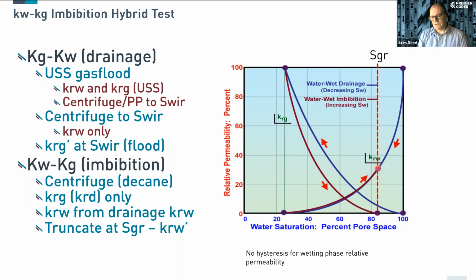And from there, I can also determine what my KRW is at that point based on the drainage curve. So that becomes my imbibition curve for water. And for the non-wetting phase, it uses the same curvature, it's just displaced by the residual saturation. It's one other method of potentially obtaining relative permeability.